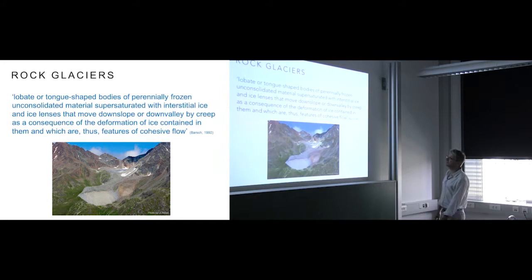If you pick up any standard definition, you find that rock glaciers are lobate or tongue-shaped bodies of perennial, frozen, unconsolidated material that is supersaturated with interstitial ice and ice lenses that move down slope or down valley by creep as a consequence of the formation of ice contained in them, and which are thus features of cohesive flow. So in short, they're a mixture of rock and ice that is flowing.